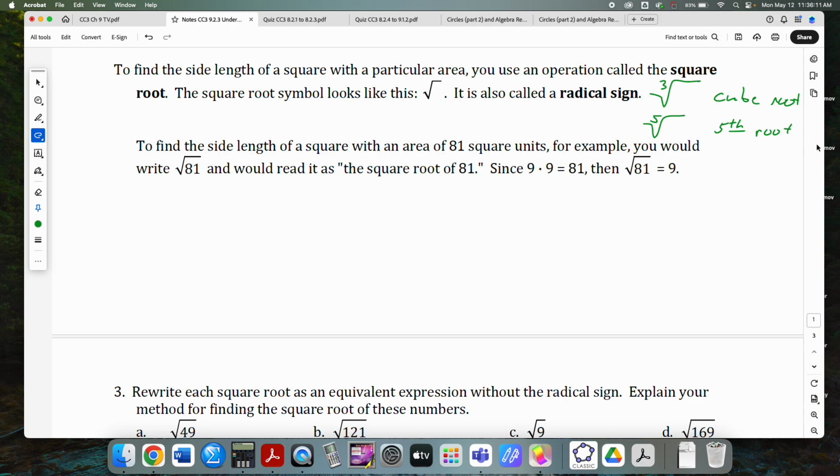So with a square root, you're looking for what number multiplied times itself will give you that number. For a cube root, you're looking for what number multiplied times itself 3 times will give you that number. So for example, the cube root of 8 is 2, because 2 times 2 is 4, times 2 is 8. And you can do this for any number.